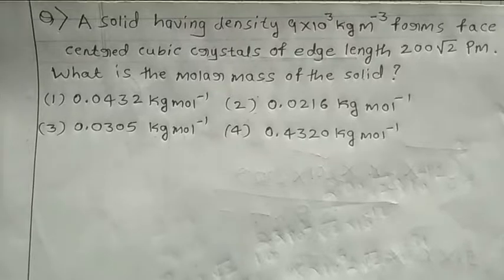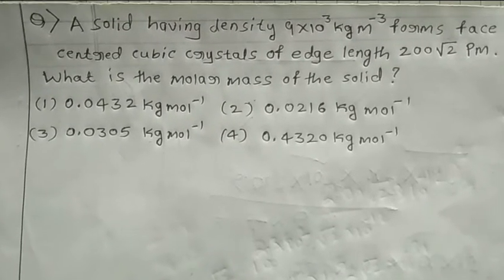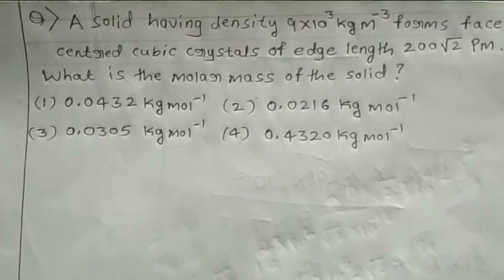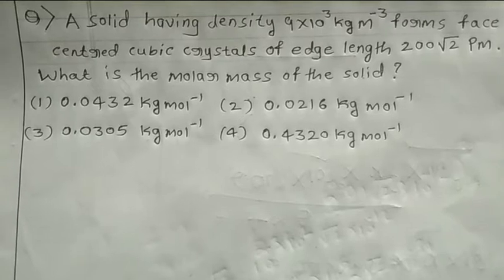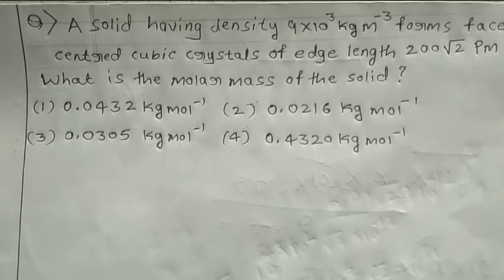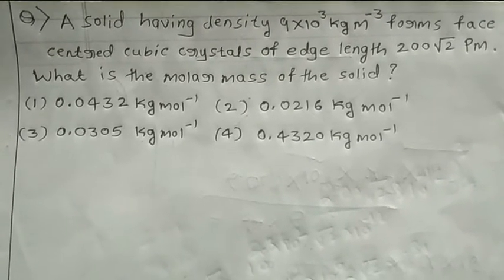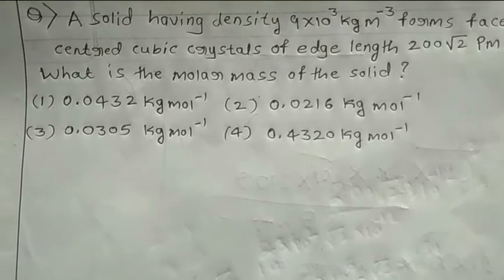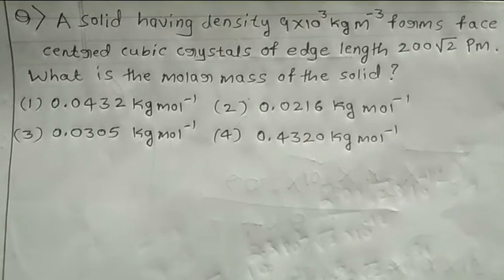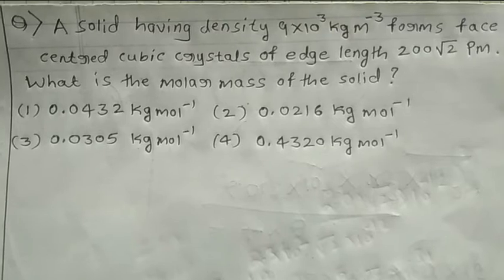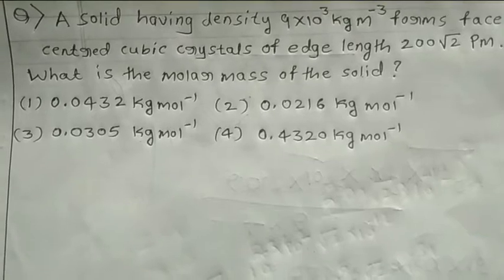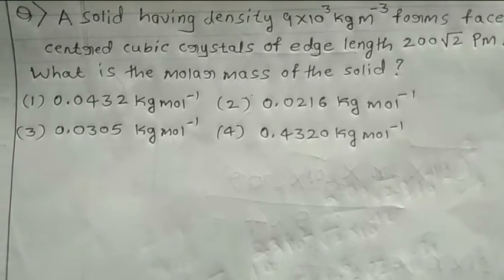The next question is a density formula based question. A solid having density 9 into 10 raised to 3 kg per meter cube forms face centered cubic crystal of edge length 200 root 2 picometer. What is the molar mass of the solid? If you know the density formula and you are very good with the calculation, the problem is so simple. The density formula is density is equal to Zm divided by Na A cube. You have to substitute all the values given in the question and then calculate the molar mass.